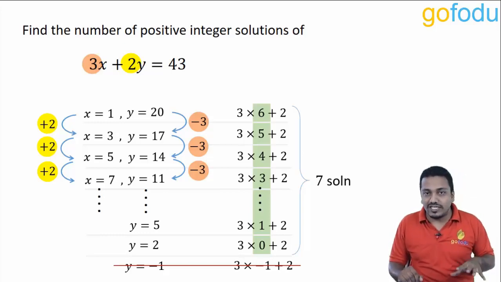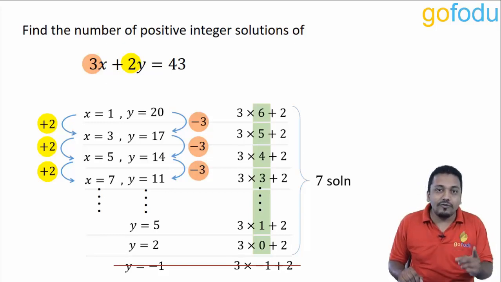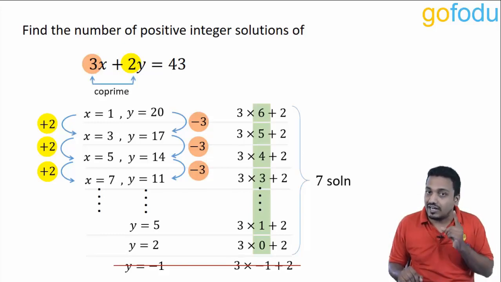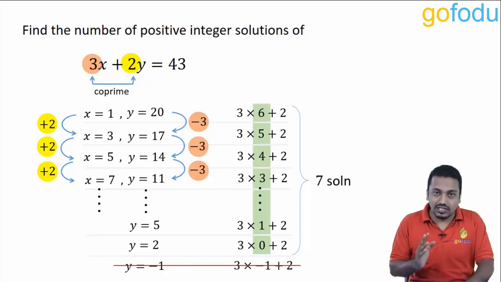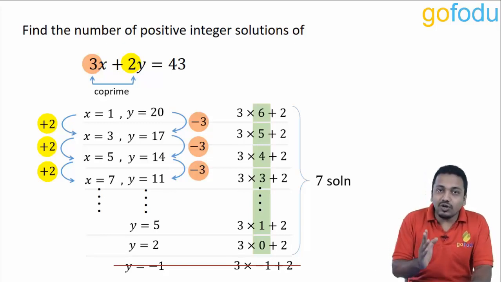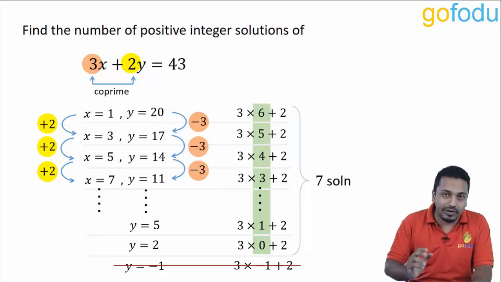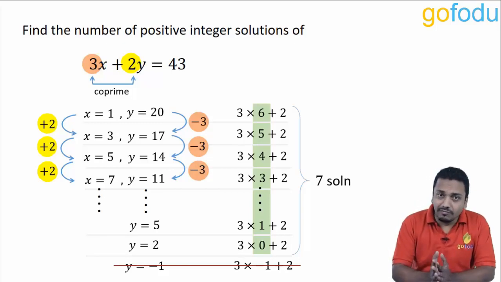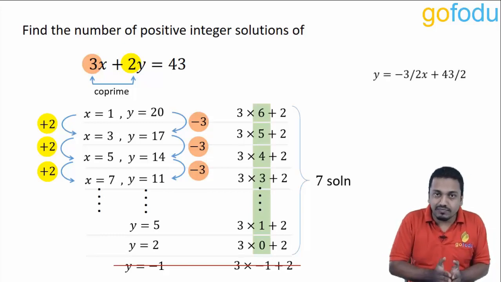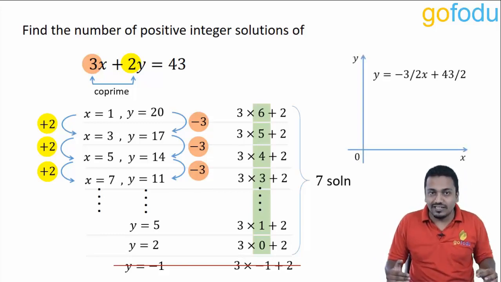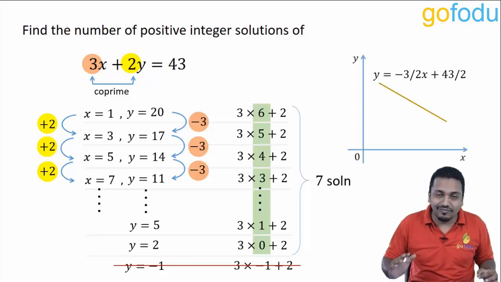Now while solving such questions, make sure that the coefficients of x and y are co-prime. Otherwise, you will be skipping some values in between. So this is important. Coefficients of x and y should be co-prime. In y is equal to mx plus c form, y is equal to minus 3 by 2 x plus 43 by 2. And the graph of this linear equation will be a slanted line with negative slope. On increasing x, y decreases.